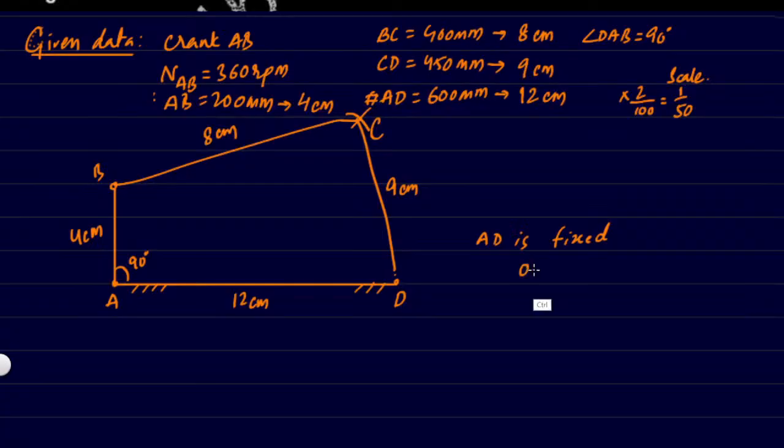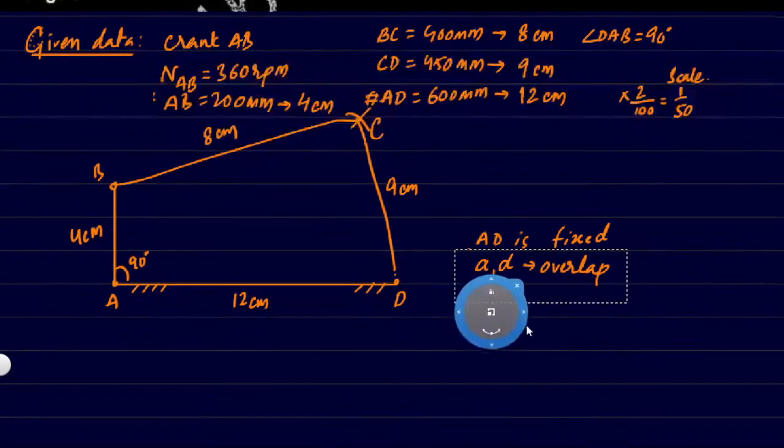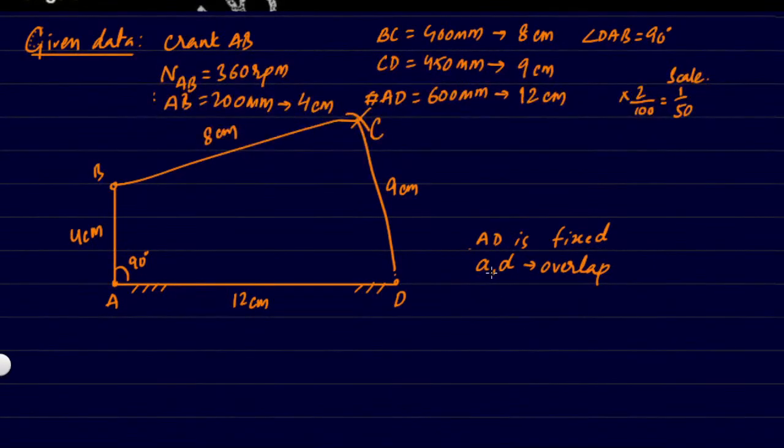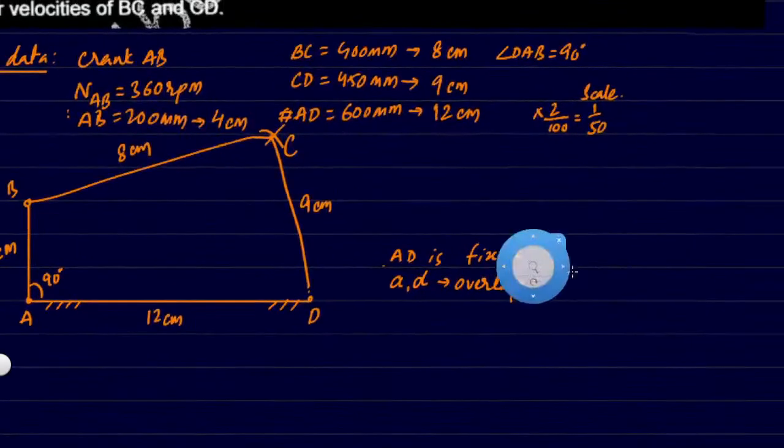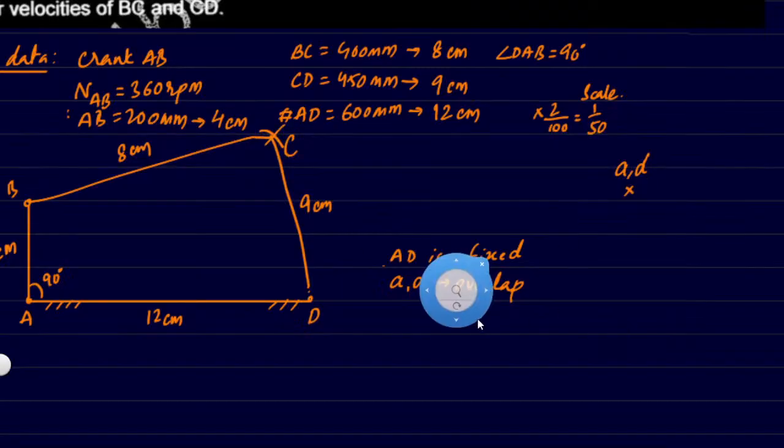So both the points A as well as D will overlap in the velocity diagram. Because AD is fixed, both the points A as well as D, they will not be moving. A and D both will be stationary. So the points A and D both will overlap each other and they will be stationary. Okay. So let's take the points here like this. So A as well as D, both these will overlap here like this.